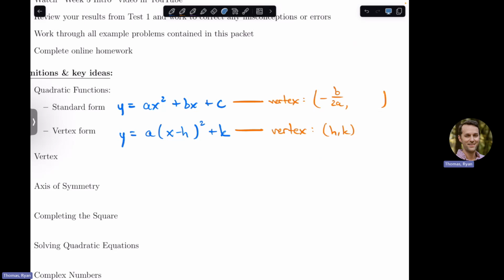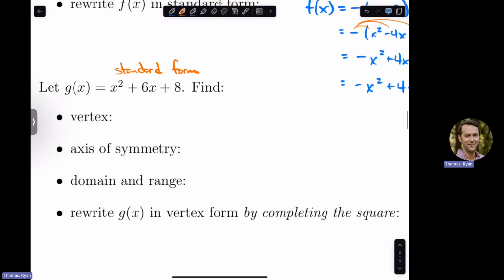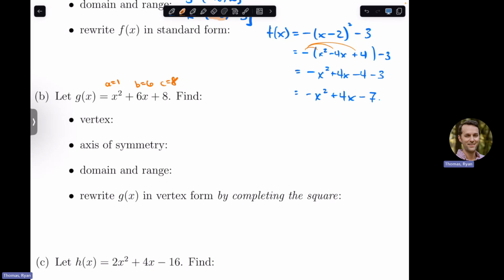Then, because the vertex is a point and I have the function, we just plug that back in. So I'll just write f of negative b over 2a. But again, really all that we do is take that x coordinate and then plug it back in. So for this one, what are a, b, and c? 1 and 6 and 8. The sign goes with it. They're all positive, but if one of them was negative, you take the sign along with it for a, b, and c.